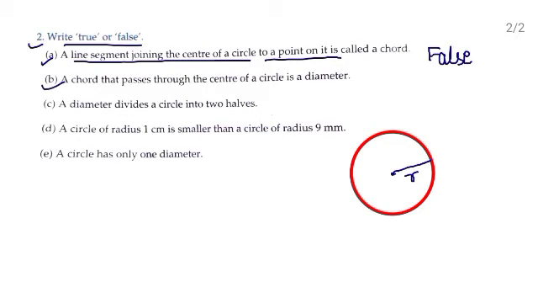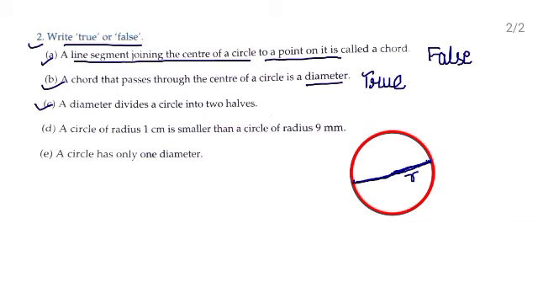So this is false. Next, a chord that passes through the center of a circle is diameter. What is a chord? Any line which joins 2 points on the circumference of the circle. Now they are saying that the line which is a chord and passing through the center, what is it? This is diameter, and they also said diameter. So this is true.